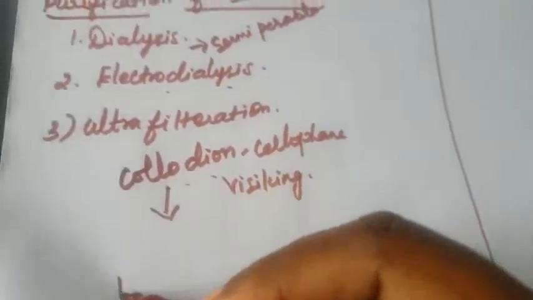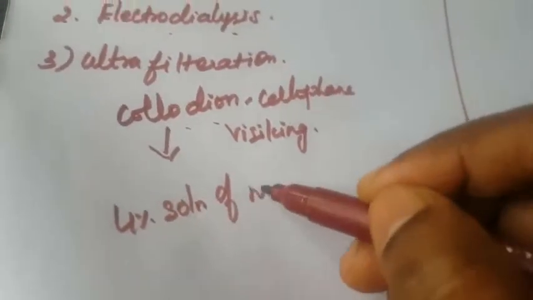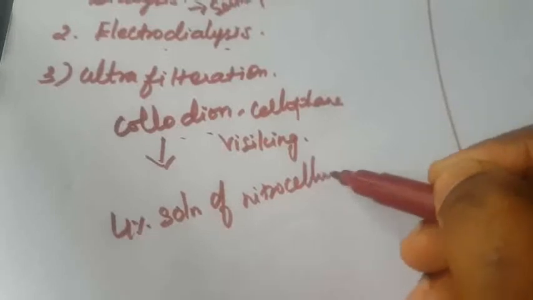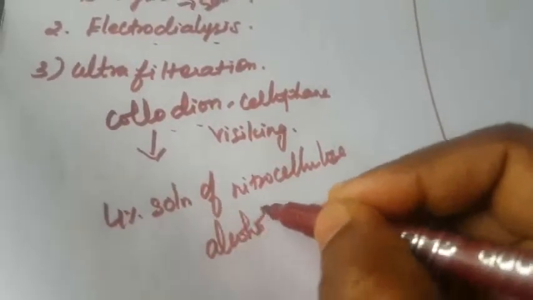Collodion is a 4% solution of nitrocellulose in a mixture of alcohol and water. What is meant by collodion? That is the 4% solution of nitrocellulose in a mixture of alcohol and water.